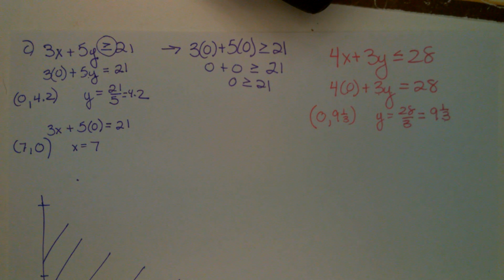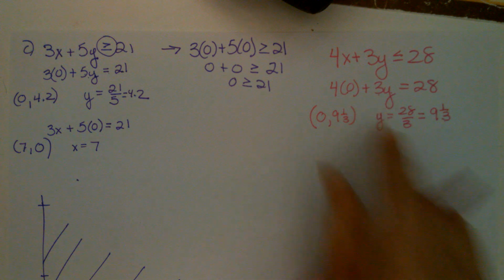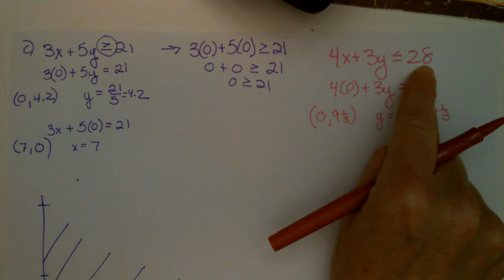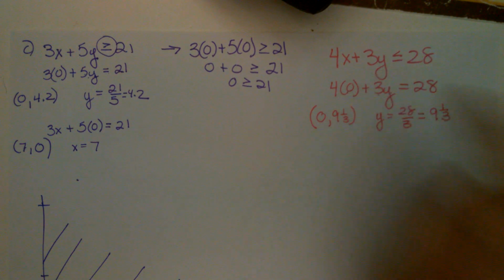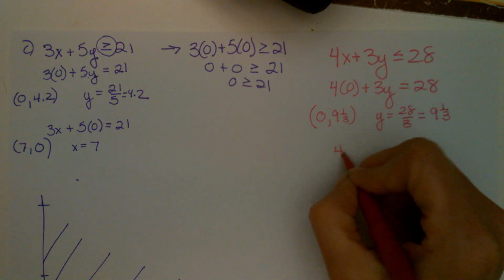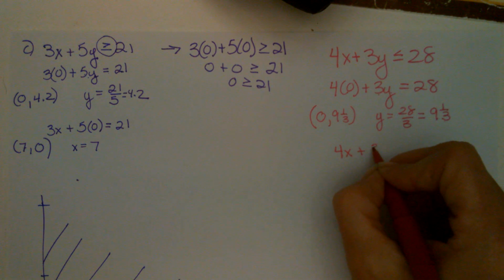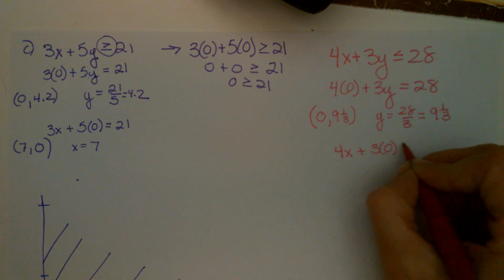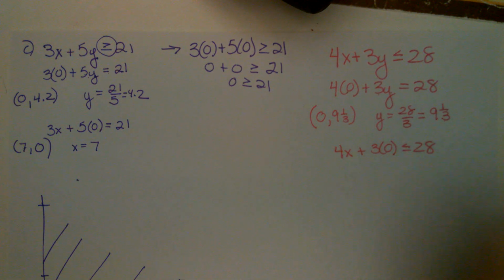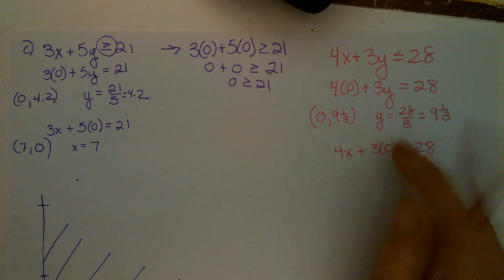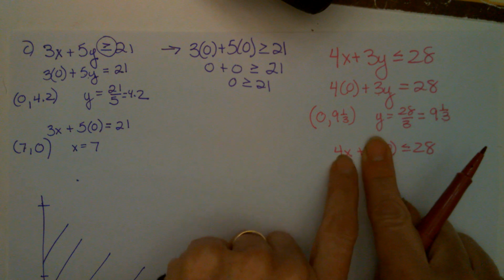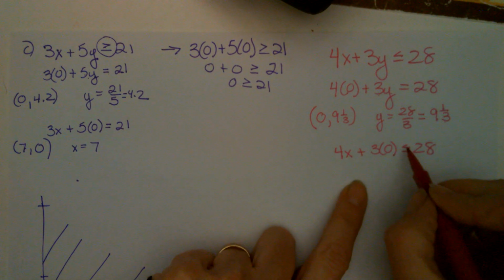So then I'm going to go ahead and work with finding the other intercept. So I'm going to take this original equation again, and now I'm going to make y equal to 0. So I'm going to have 4x plus 3 times 0 is less than or equal to 28. Now this just becomes 0, and then I can say 4x is, sorry, is equal to 28.